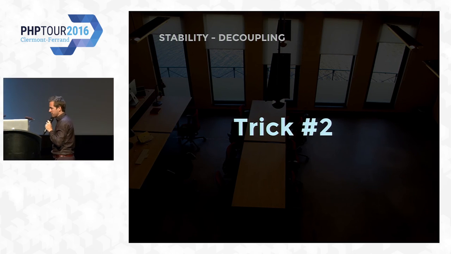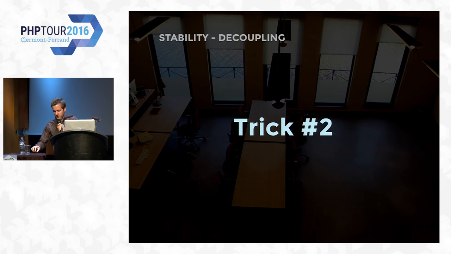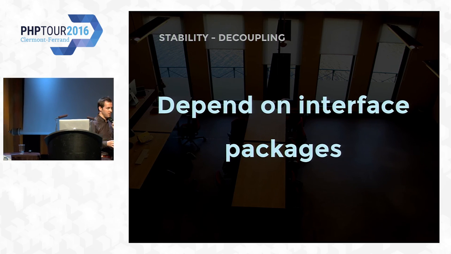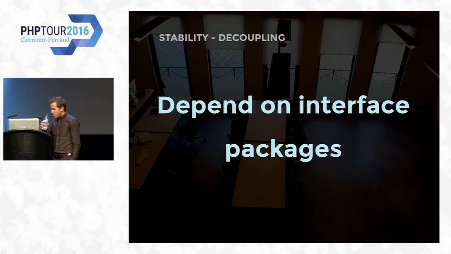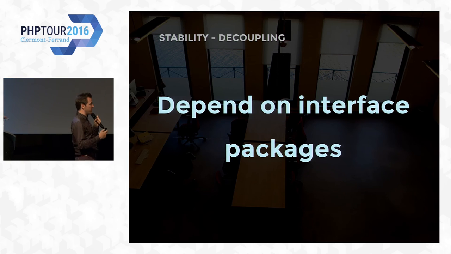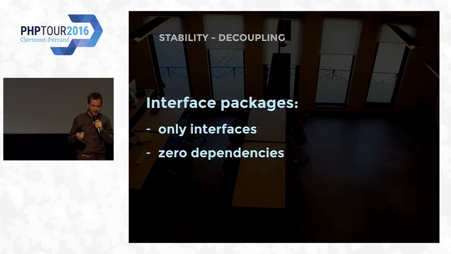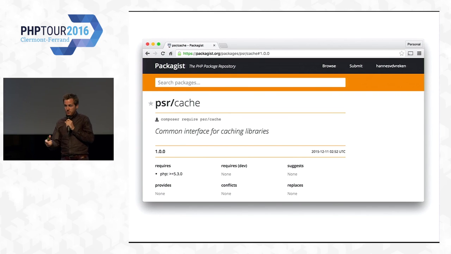So trick number 2 is to depend on interface packages. What are interface packages? I just made interface packages up, but this is the definition. An interface package has 0 dependencies, and it only consists of interfaces. Examples are psr/cache, psr/HTTP messages, psr/log. Those packages have 0 requirements, except for PHP greater than 5.3, which might be a little bit outdated now.